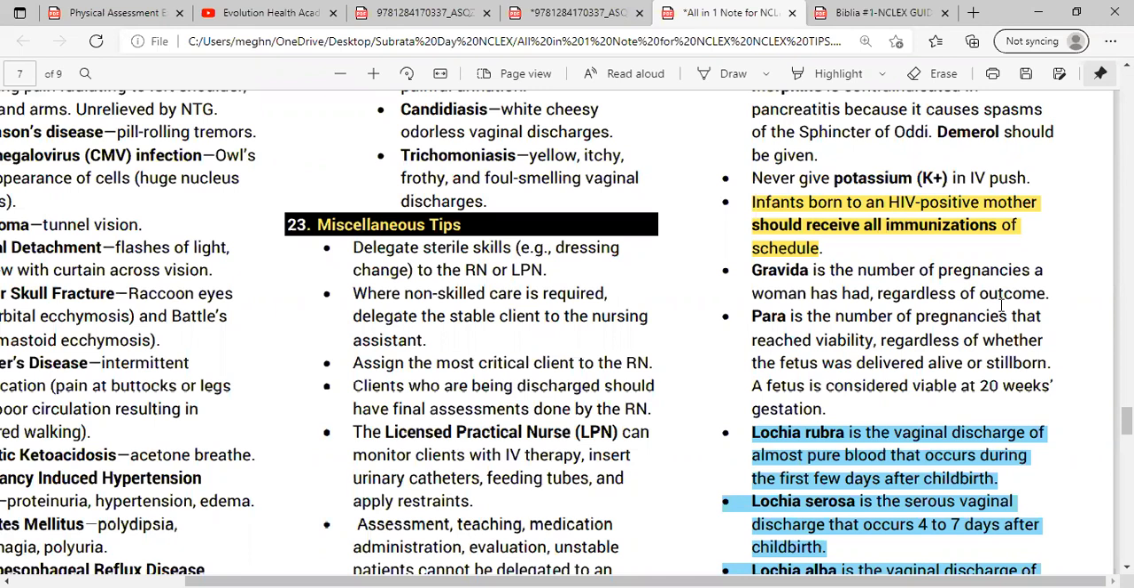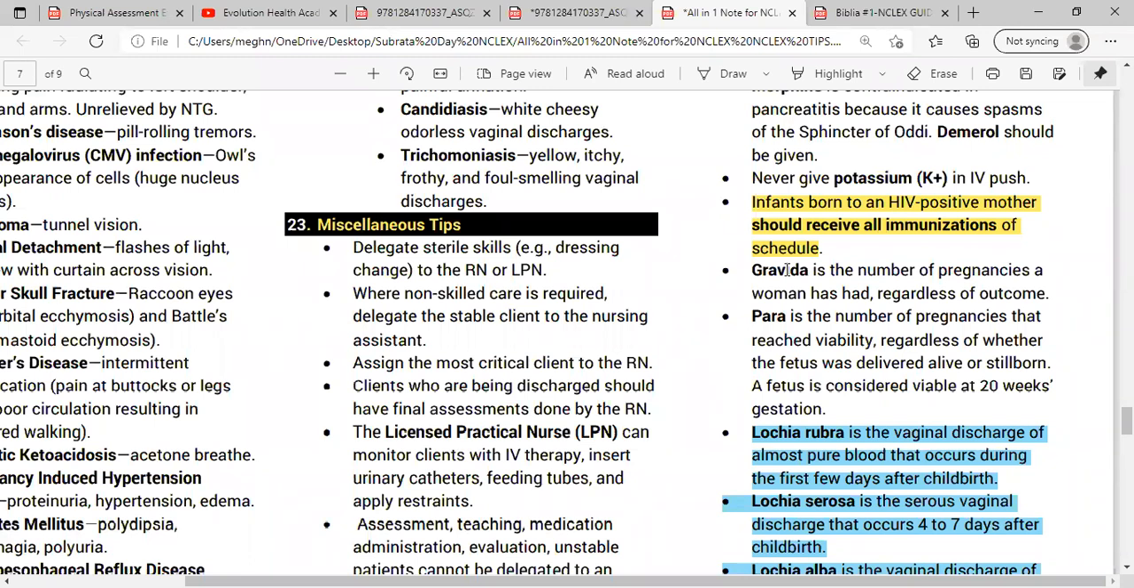Or what is the parity? Particularly, the number of pregnancies that reach viability, regardless of whether the fetus was delivered alive or stillborn. The fetus is considered viable at 20 weeks gestation. An easy way to say it: gravida means the total number of pregnancies, including the current pregnancy.